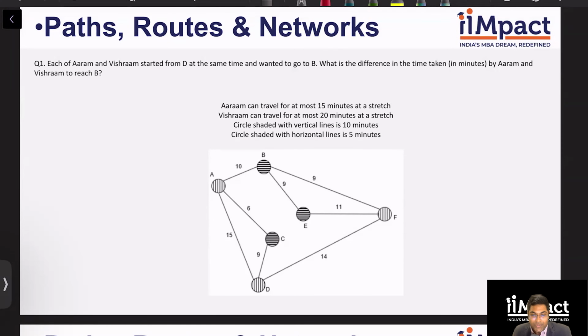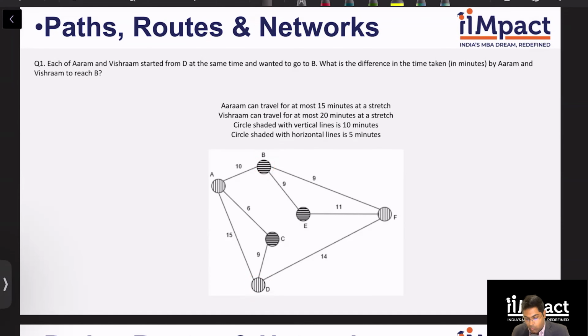Let's go to the questions, because there's nothing really to deduce in this set. Each of Aram and Vishram start from D at the same time and want to go to B. What is the difference in the time taken in minutes by Aram and Vishram to reach B? Now D to B, I have a lot of routes: D to A to B, D to C to A to B, D to F to B, and D to F to E to B. Correct?